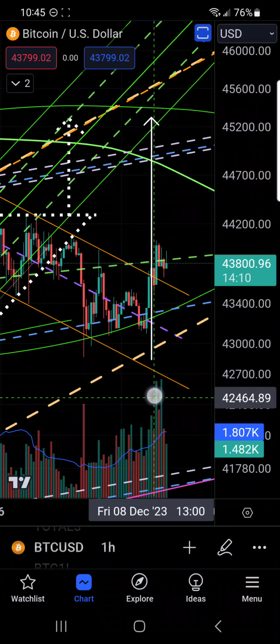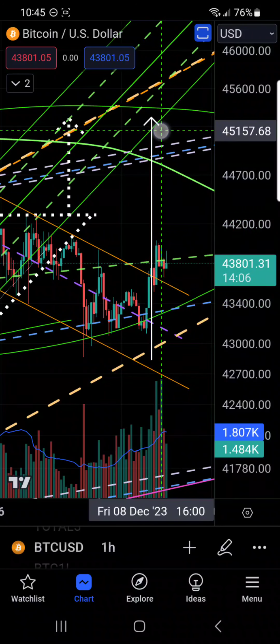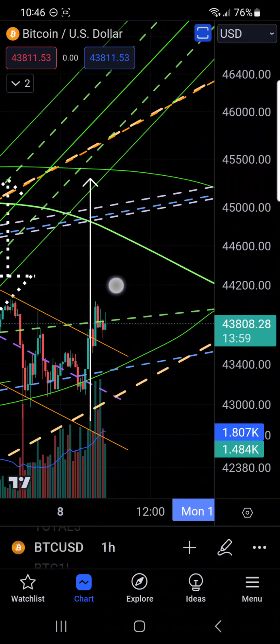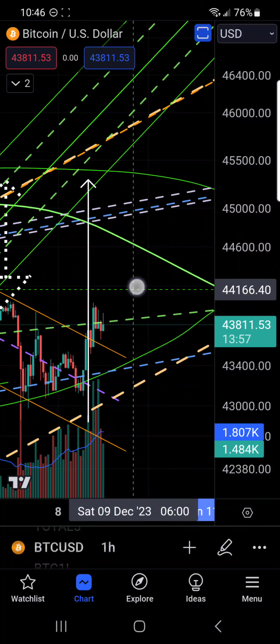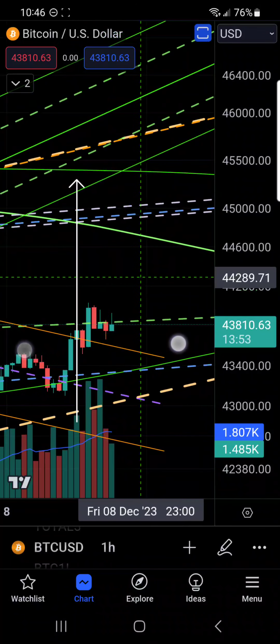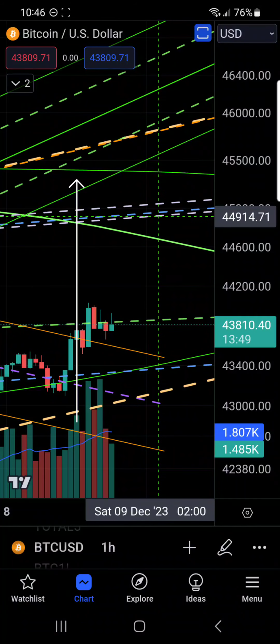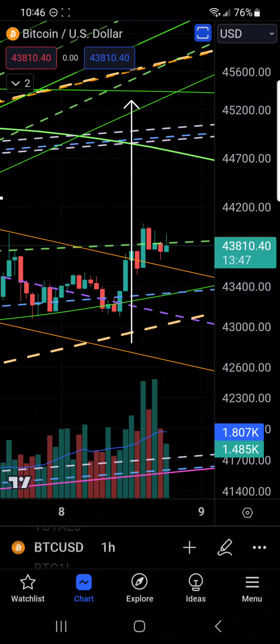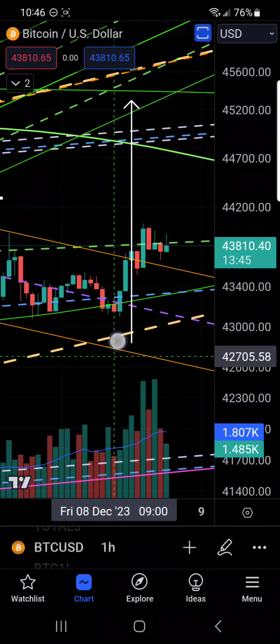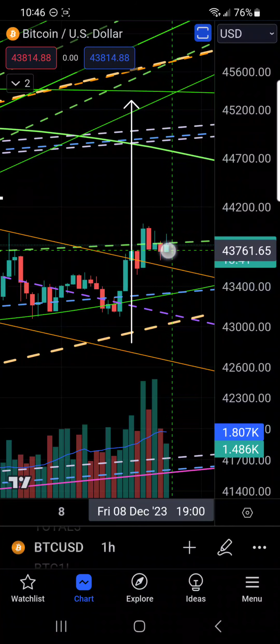Now, this will take us back up into that channel. And I think we'll do that today. Should do that today, maybe this weekend. But what we've done here, just in the past few hours, is we've broken out of our parallel channel. You can see here that we've broken out of the parallel channel, come back down and tested the top of it and bounced.